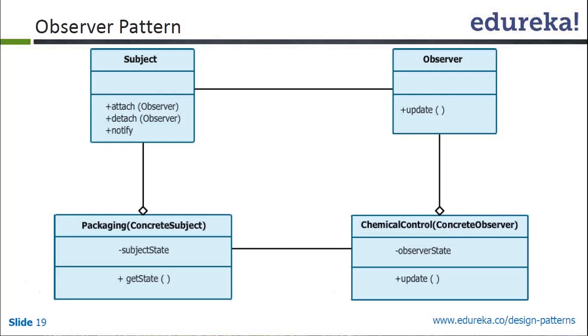In the lower half of the diagram, you will see that there is a packaging, a concrete subject, and a chemical controller, called a concrete observer. When the packaging state changes, it will notify the chemical controller with the new object state, and the chemical controller will update itself with that new state, and in that operation, it may tell about the change in the packaging to a master controller.